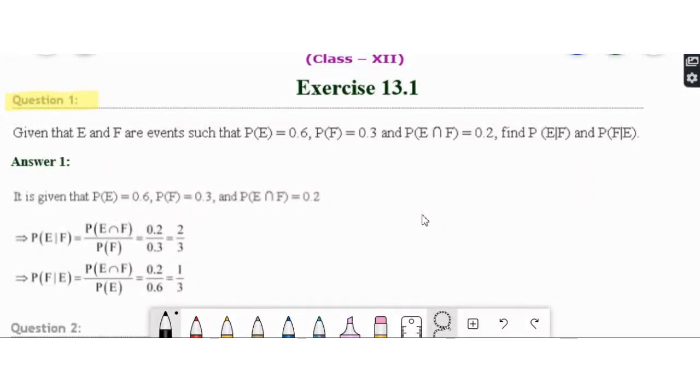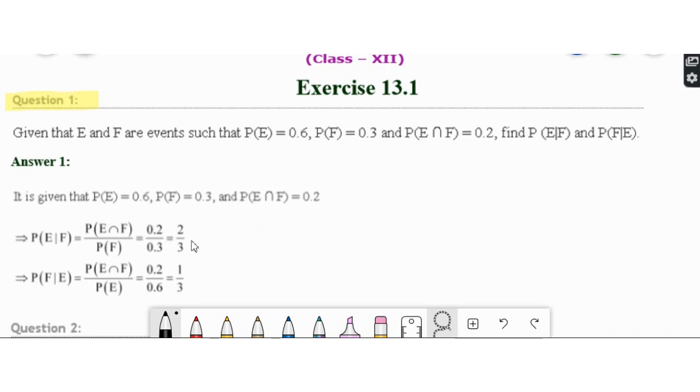Exercise number 13.1 of probability. Question number 1. Given that E and F are events such that P of E is equal to 0.6, P of F is equal to 0.3, P of E intersection F is equal to 0.2, and we have to find out both P of E by F and P of F by E.